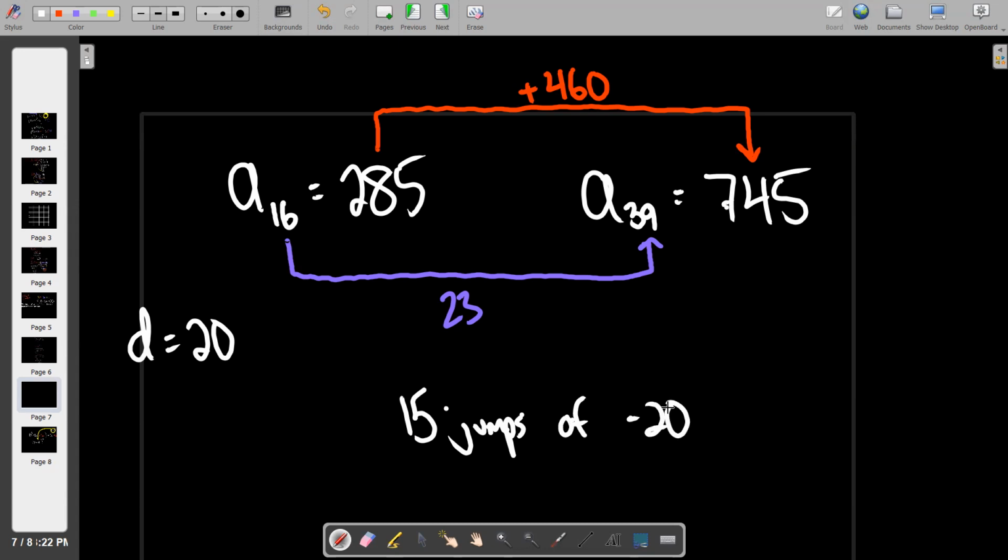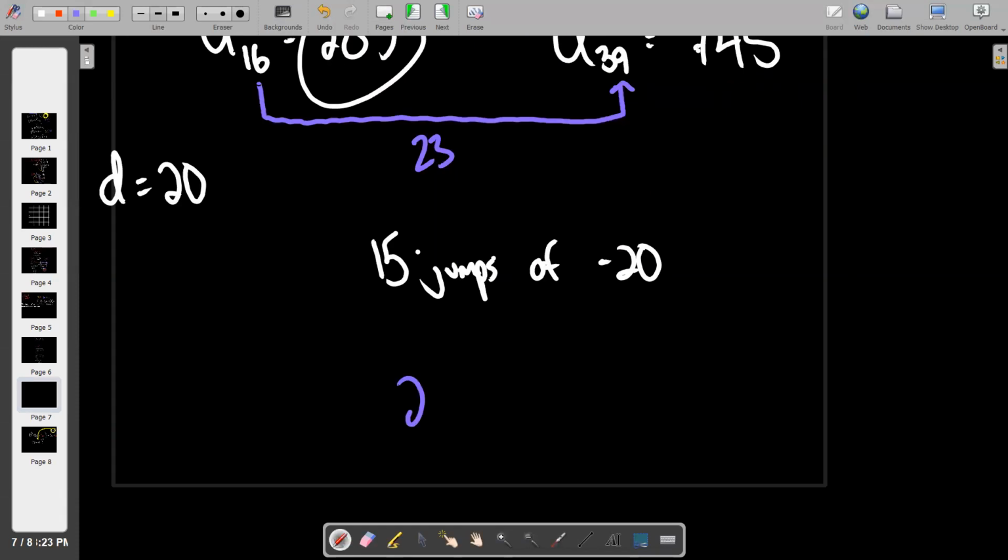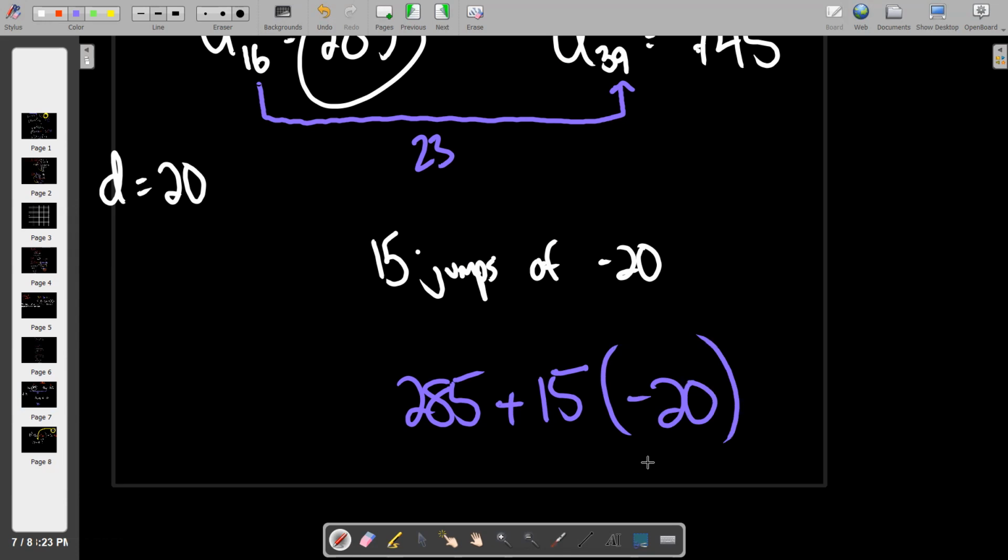Diedrich, do you understand why it's negative? Because we're going backwards. If the normal sequence is going up by 20, if I'm going backwards, of course, I have to go down by 20. And where am I beginning my journey from? What number? Correct. So the math of it looks like this. I am at 285. I am going to perform 15 jumps, each jump with a value of negative 20.